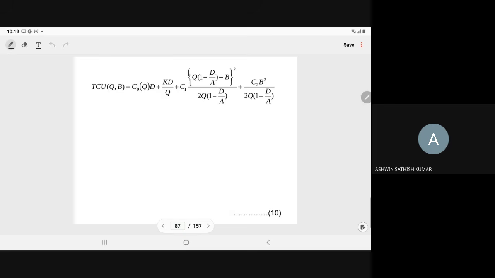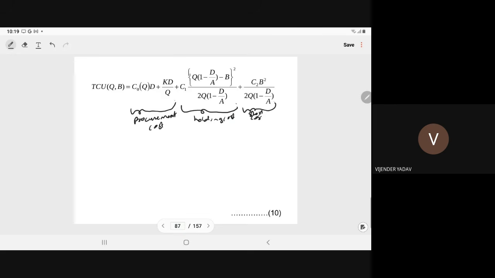Now during the derivation, when we did model third, we computed the TCU of Q, B. In that, this is the procurement cost. This is your holding cost, and this is your shortage cost.